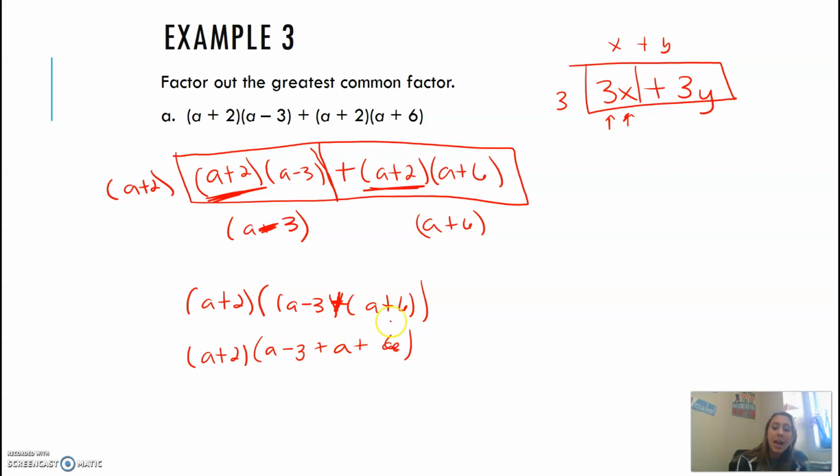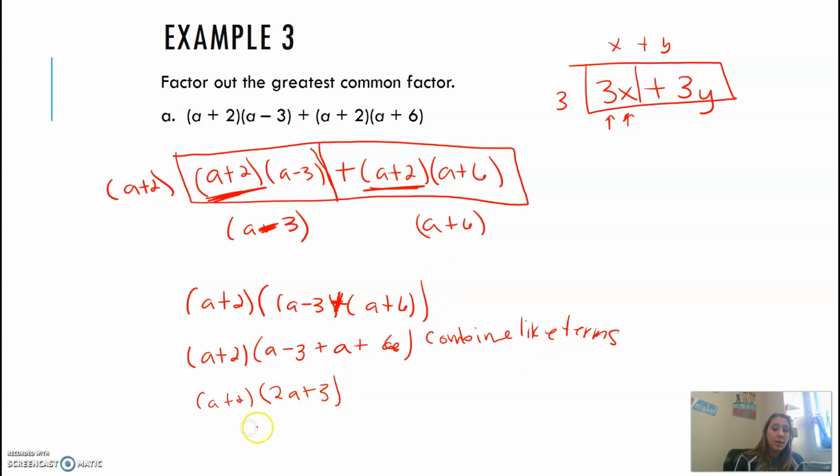Okay, so now I want to combine like terms, because I can. Whenever you can, you should. So I didn't do anything with that first one. So a plus a is 2a. Negative 3 plus 6 is plus 3. Those don't factor any further, and that is what I end up with.